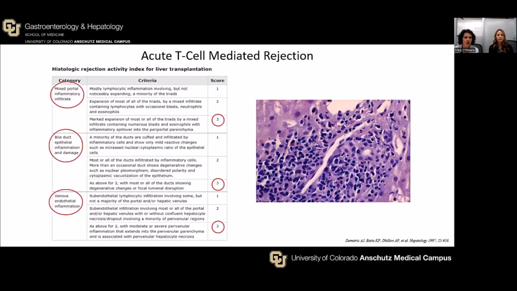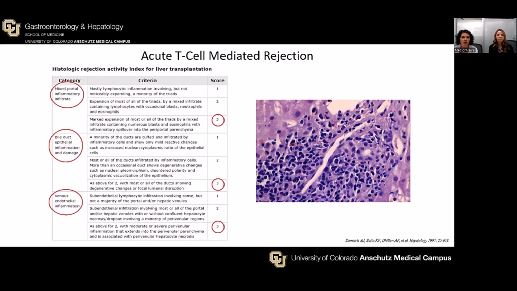So next, acute T-cell mediated rejection. This slide has a lot of words. I mainly want to discuss the things that I circled in red here. So it's very important for our patients to have routine labs, both to check immunosuppression levels and to monitor their liver function tests. An acute rise in liver enzymes would be worrisome for rejection. And if that elevation persists, we'll often proceed with a liver biopsy.